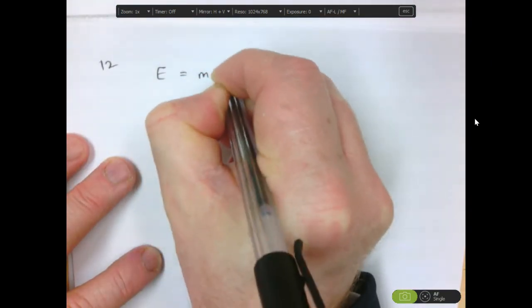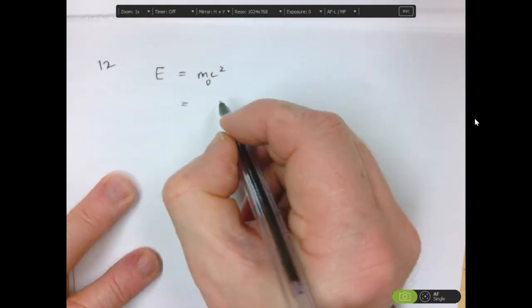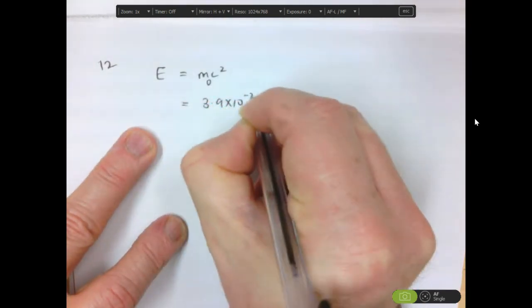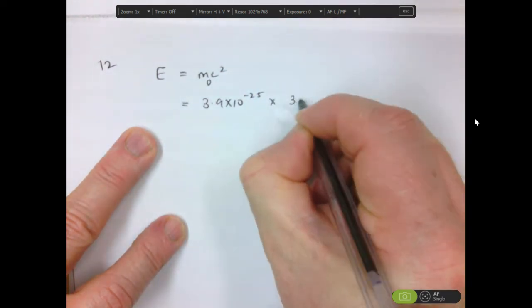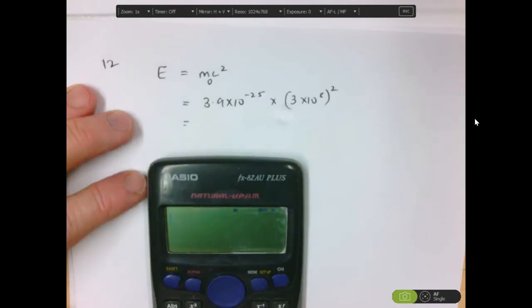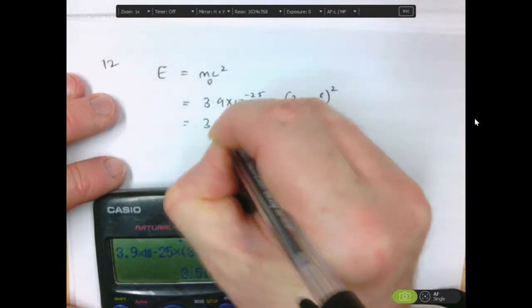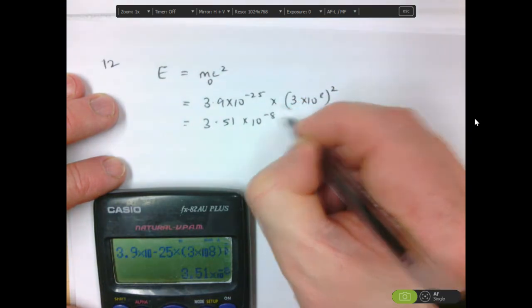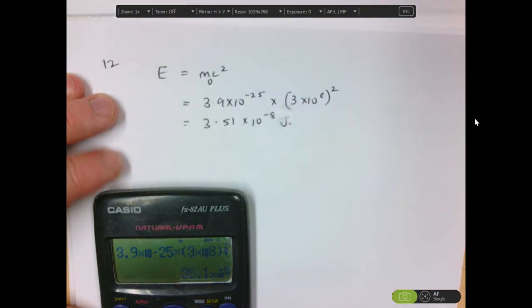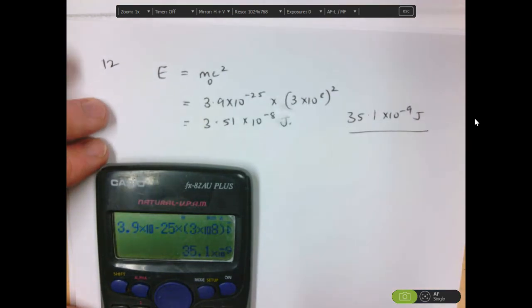Okay, so rest energy. Rest energy is simply given by E equals mc squared, where m0 is its rest mass. So that's going to be 3.9 by 10 to the minus 25, given in the question, times 3 by 10 to the 8th squared. So this will give us 3.9 exponent negative 25 times 3 exponent 8 squared. So that's 3.51 by 10 to the negative 8 joules. I think the answer has 35.1 by 10 to the minus 9 joules using the engineering units. That was A.